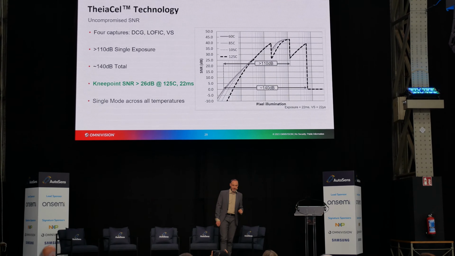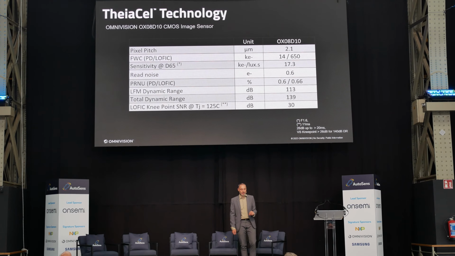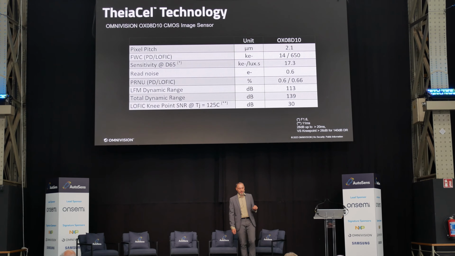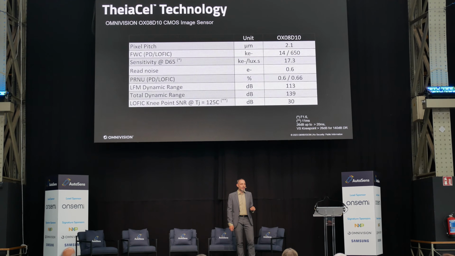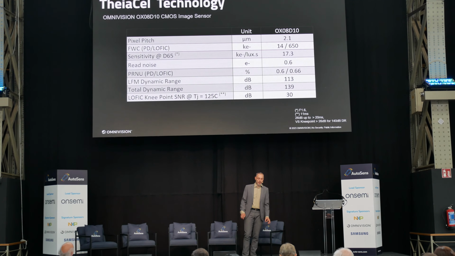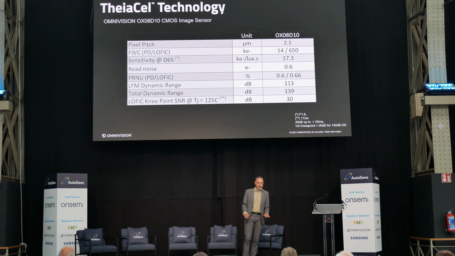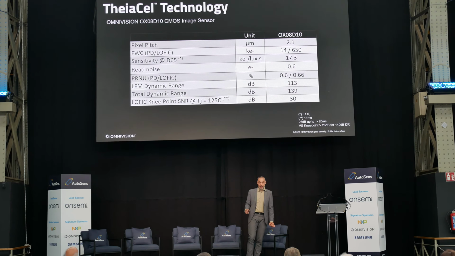All right, so we took this pixel, we put it in an 8 megapixel sensor. We got a photodiode full well of 14,000 electrons, low FIC full well, 650,000. The best sensitivity in the industry, a 0.6 electron read noise, 0.6% PRNU, 113 dB of single exposure dynamic range, and 139 in total. Low FIC knee point SNR at 125C, 30 dB at 11 milliseconds.